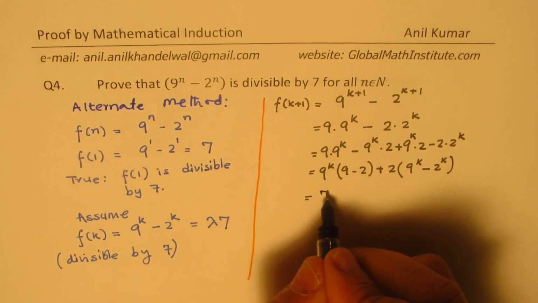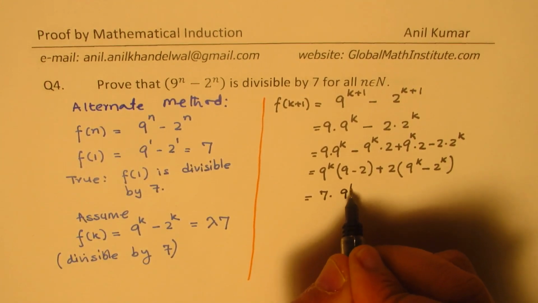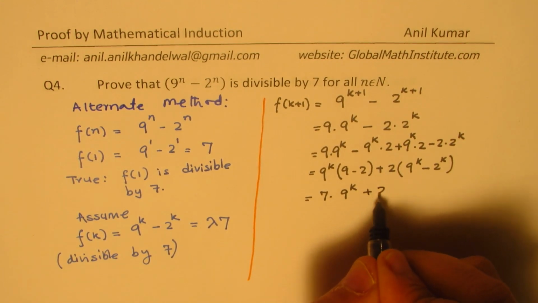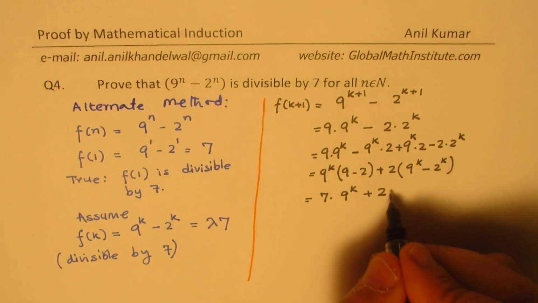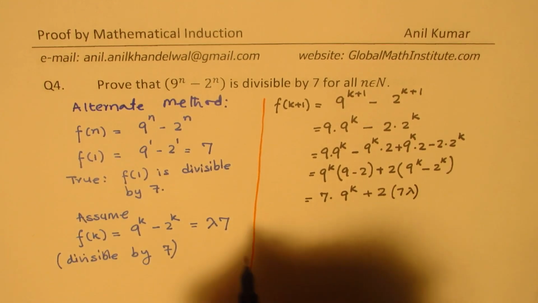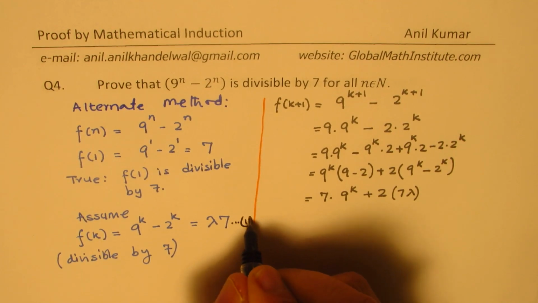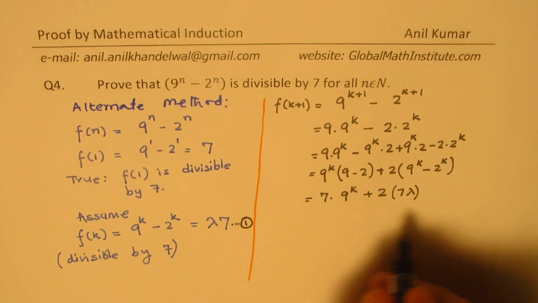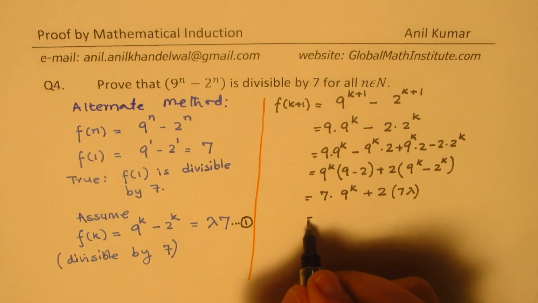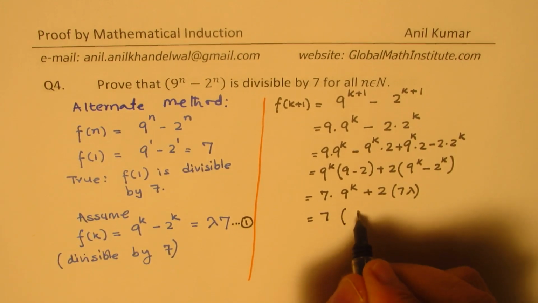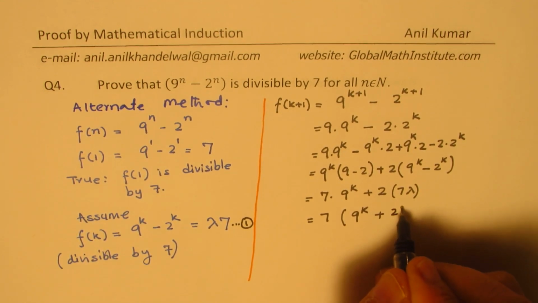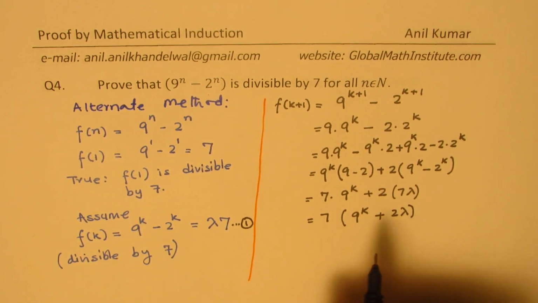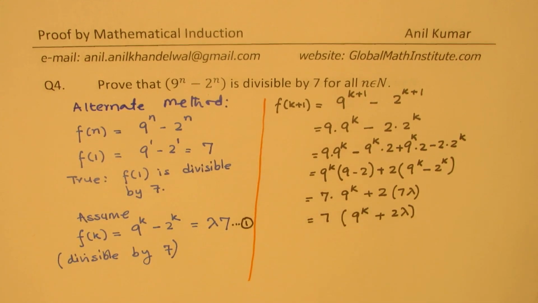9 minus 2 is 7, so we can write this as 7 times 9 to the power of k. And here we have 2 times lambda 7, right? So this portion is 7 lambda, since that is our assumption. So from both these equations, we can take 7 as a common factor, and what we get is 9 to the power of k plus twice lambda. So that clearly shows that f of k plus 1 is divisible by 7, right?